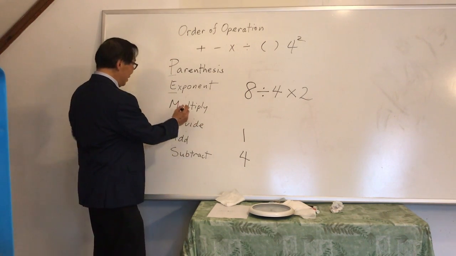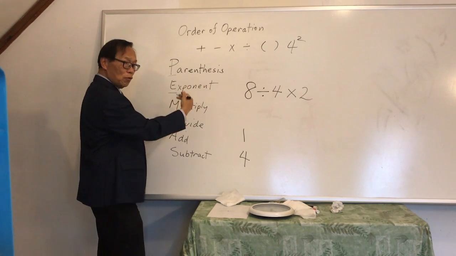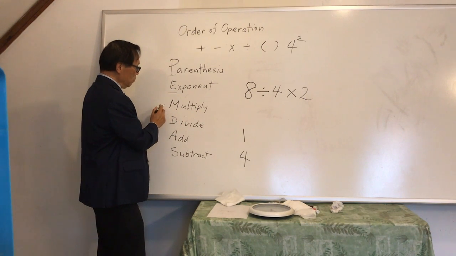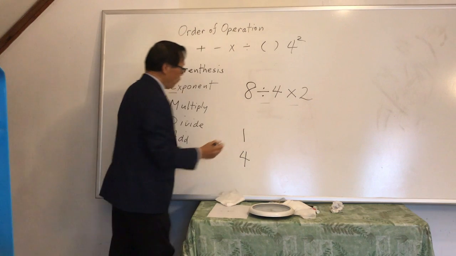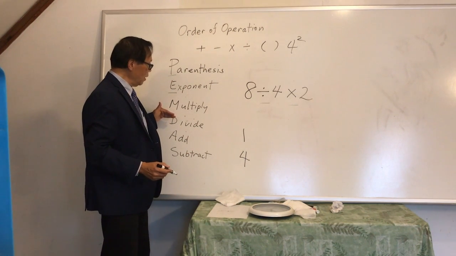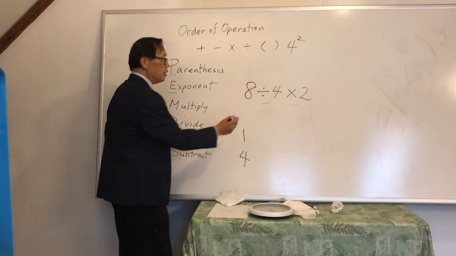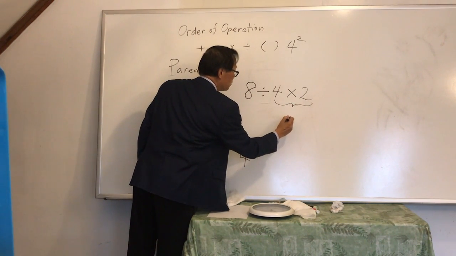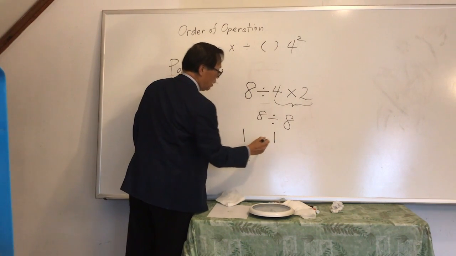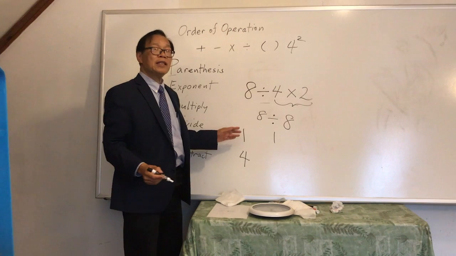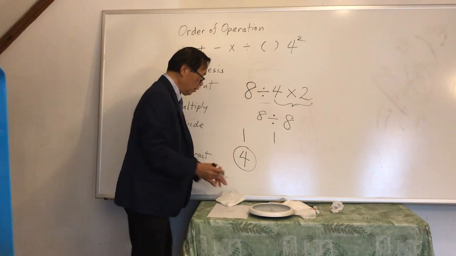If you follow this, there is no parentheses, there is no exponent, so you just move on to the next level. There is a multiplication and there is a division. Now, from this, it seems to imply that you will multiply first before you divide. So if you did that, you will have 4 times 2 is 8, and then 8 divided by 8 would be 1. Now, unfortunately, that's not the correct answer. The answer is actually 4. And how did I get 4?